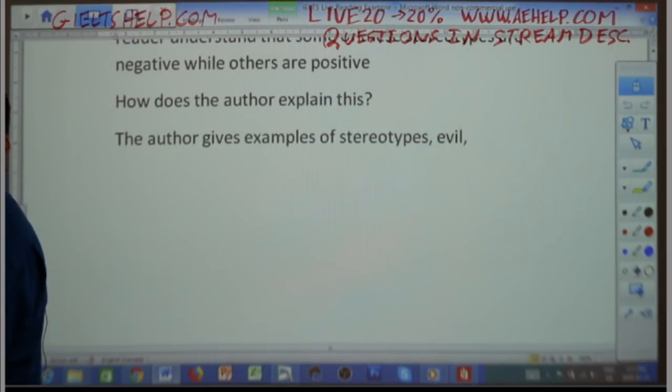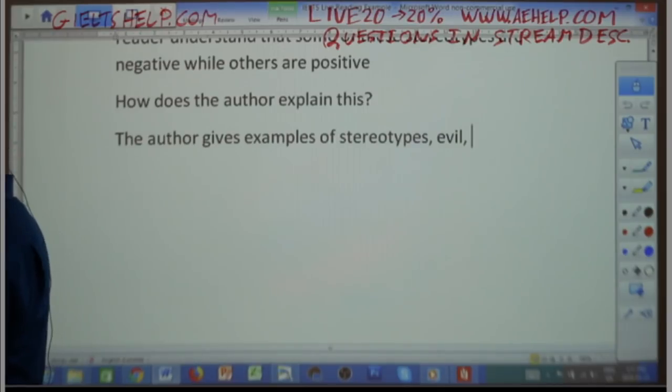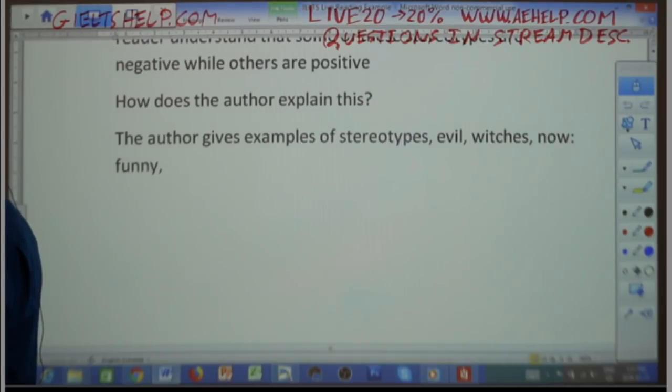Evil, and I saw a couple of you write a couple other things. So Raya says in modern days they're enjoyable and quirky. It means kind of funny in an interesting way. So they were evil, then they were witches. Now funny, enjoyable. Sure. Okay.